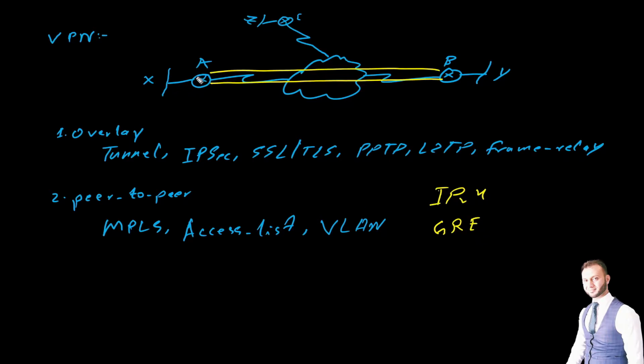where you may have some sort of a routing protocol going on here and some sort of a routing protocol going on here, where they would exchange routing prefixes using that routing protocol. So GRE could be another one.